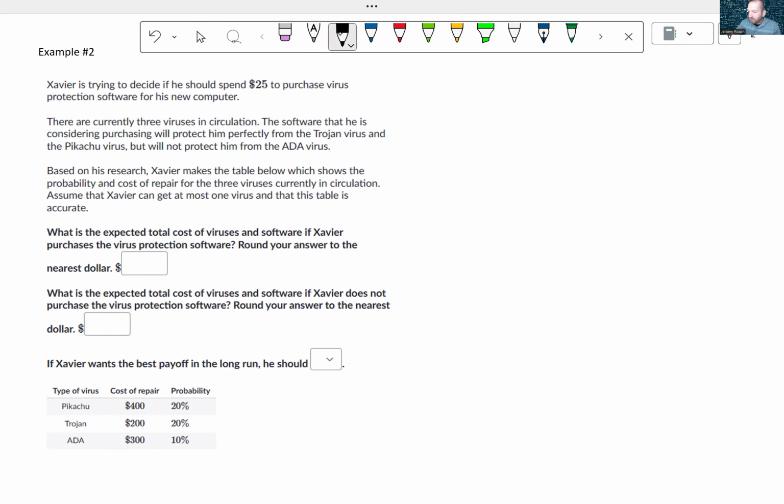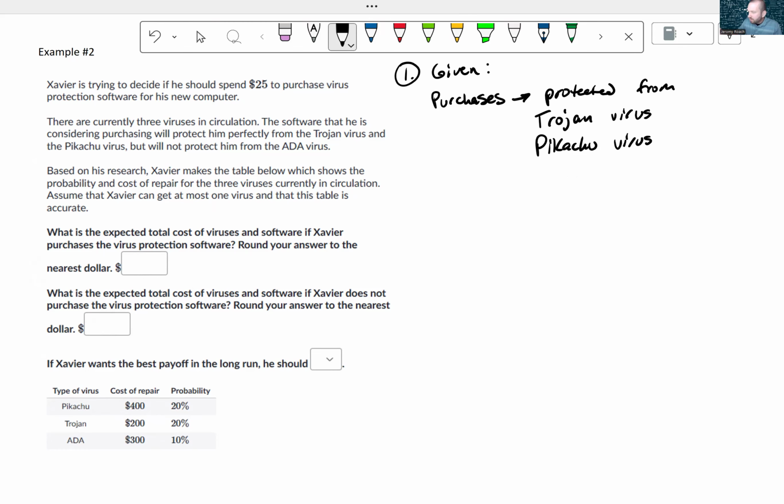So I'm just going to write the given information for step 1. Given if he purchases, he's protected from the Trojan virus and the Pikachu virus. Okay. So that's if he does purchase, but he's still not protected from the ADA virus.